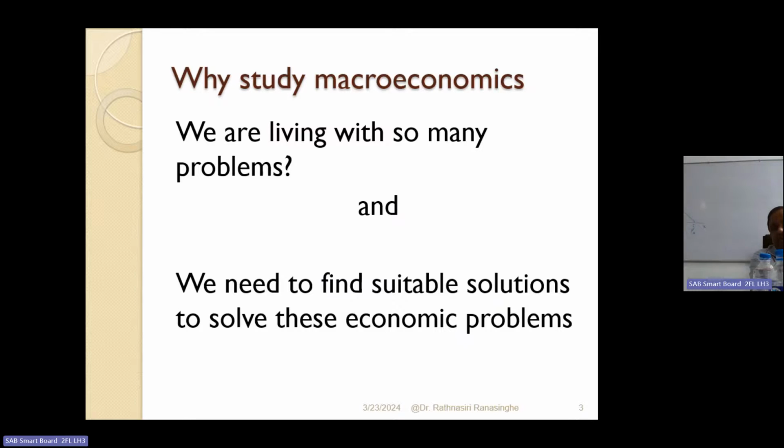We need to look at the overall economic behavior. This kind of overall economic analysis is very important rather than looking at individual perspectives. So we need to look at the overall economy, based on theoretical things. We need to interpret these problems and find solutions by designing appropriate policies. That is very important.